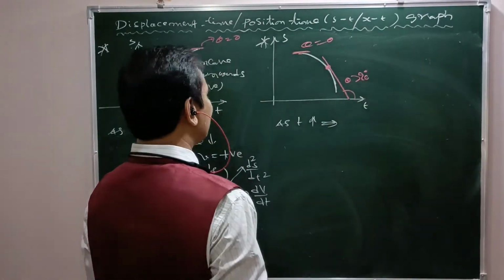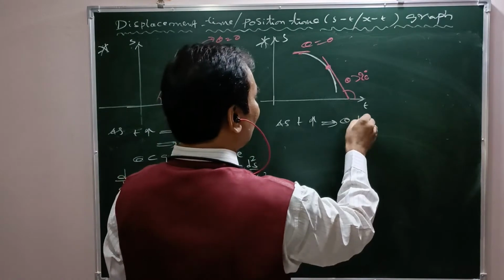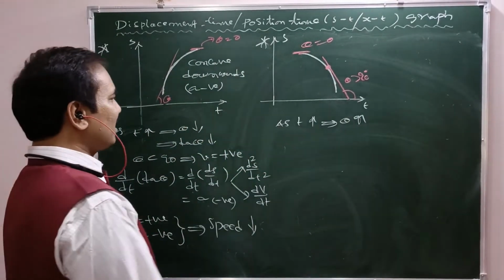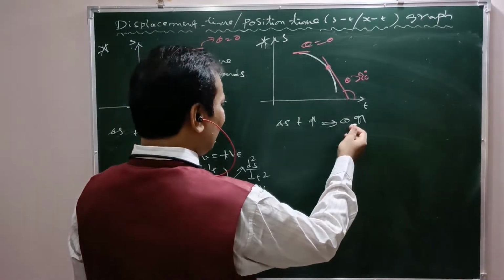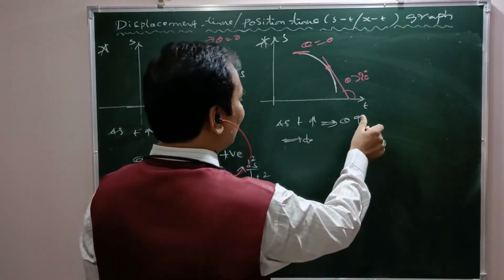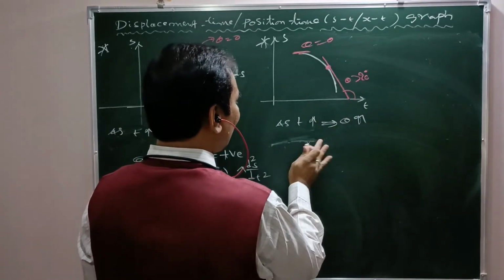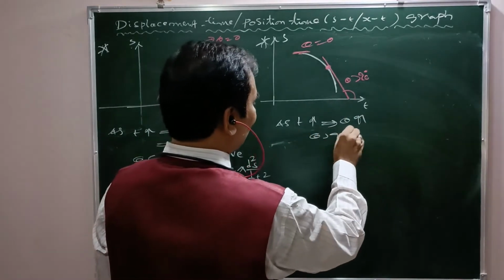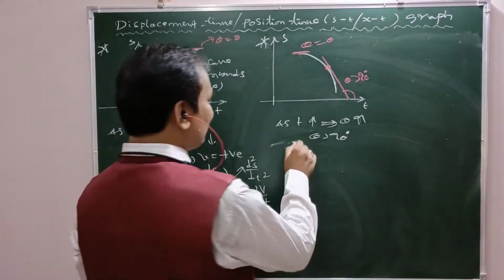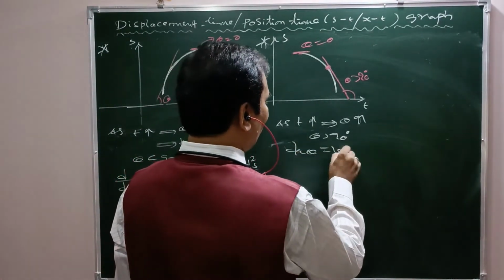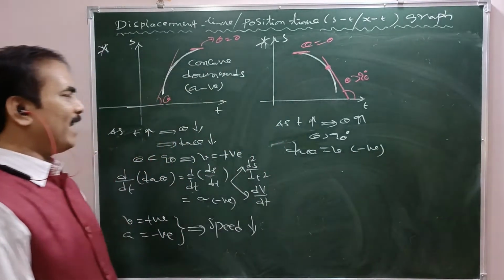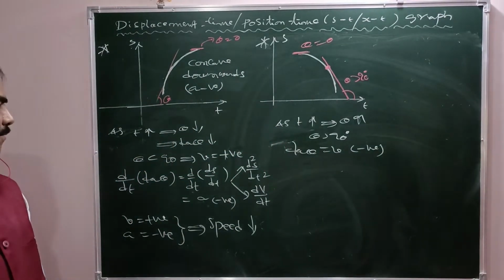But with an obtuse angle, theta increases. Here theta is greater than 90 degrees, so tan theta is negative. What about velocity? Tan theta equals velocity, so velocity is negative. Right? Velocity is negative.